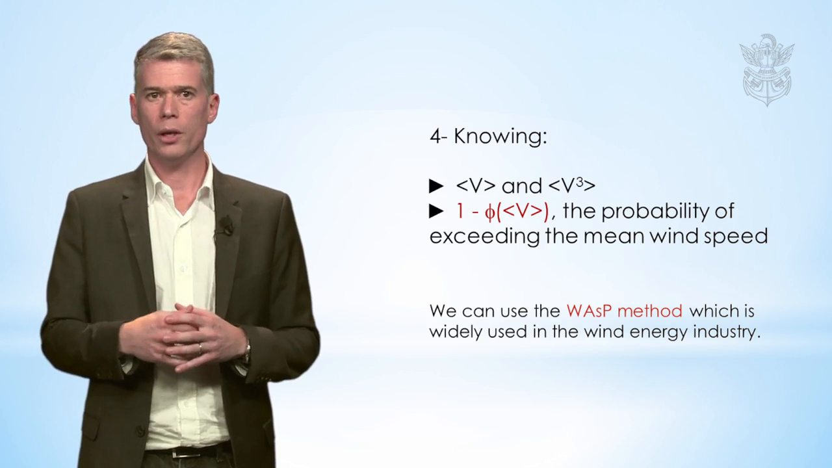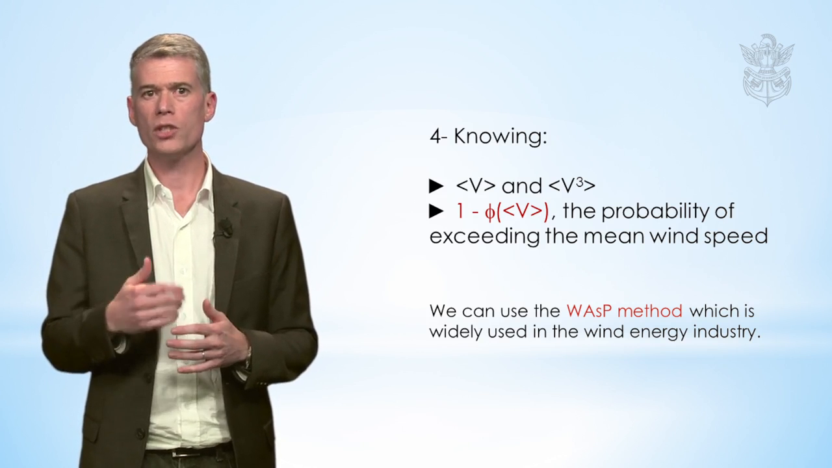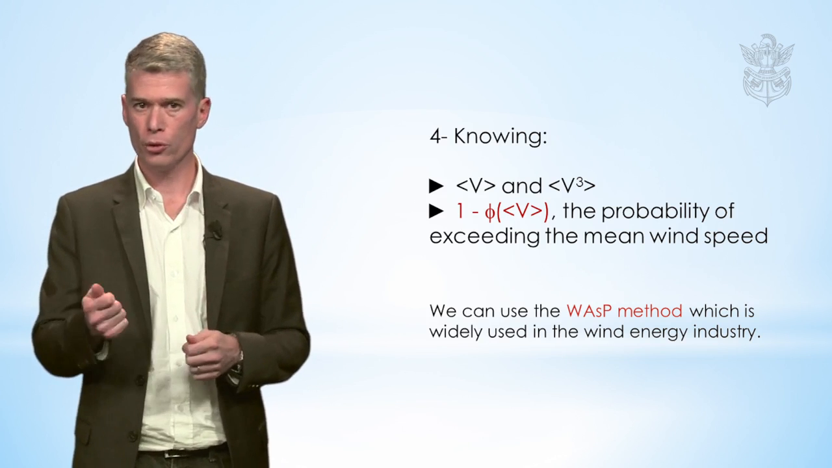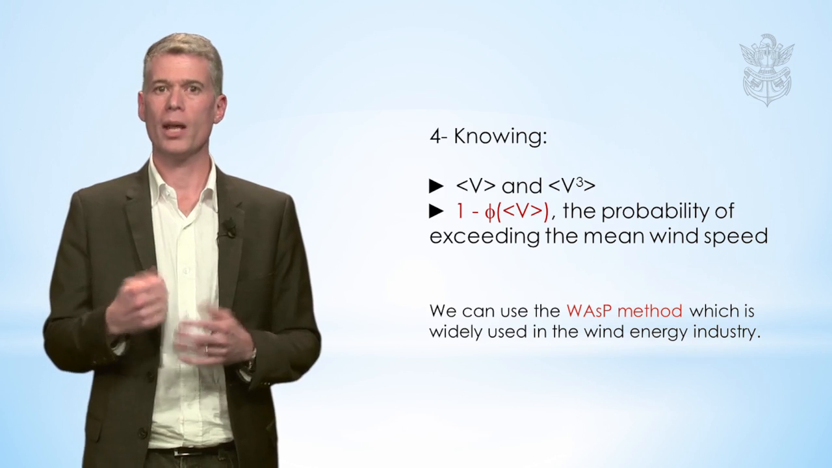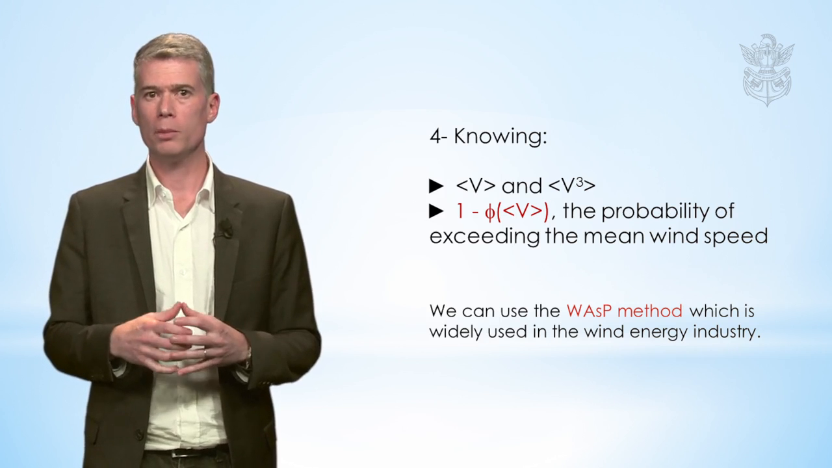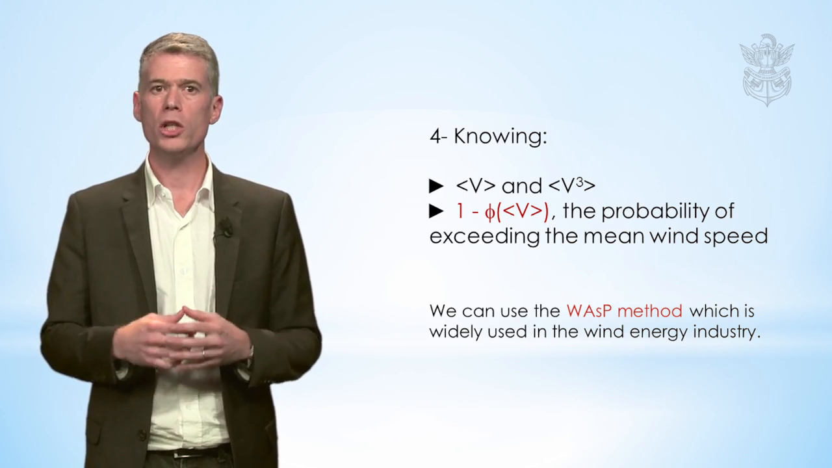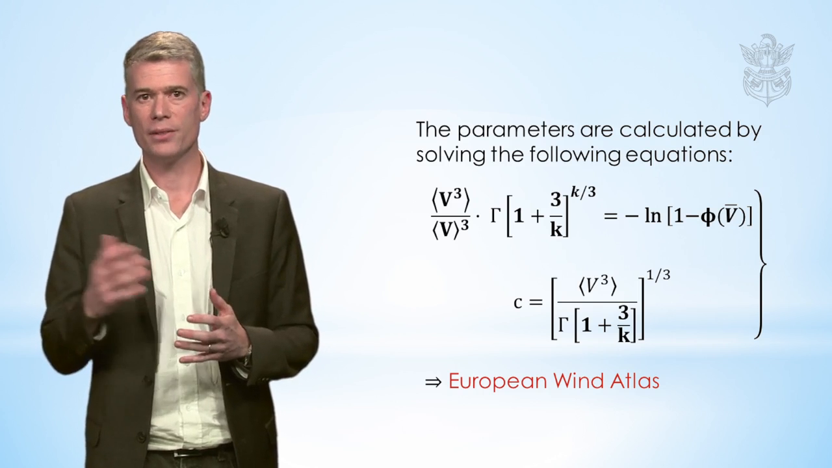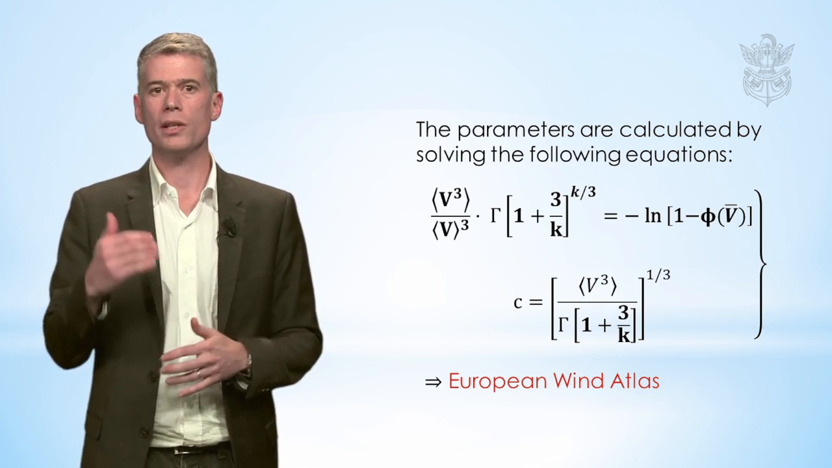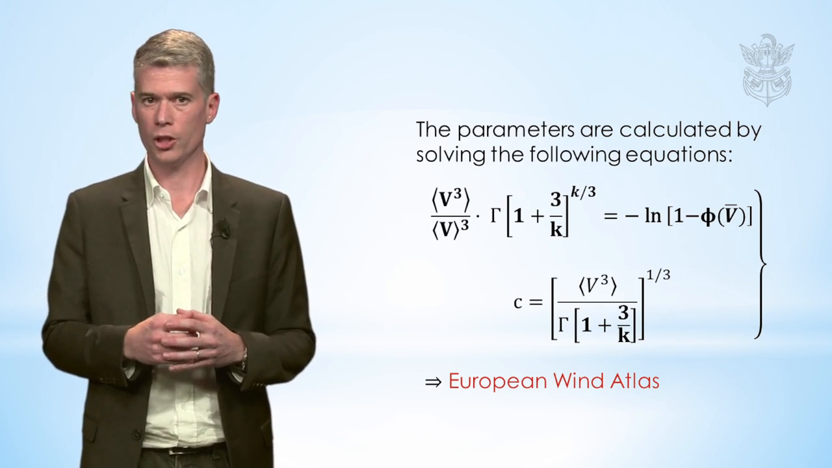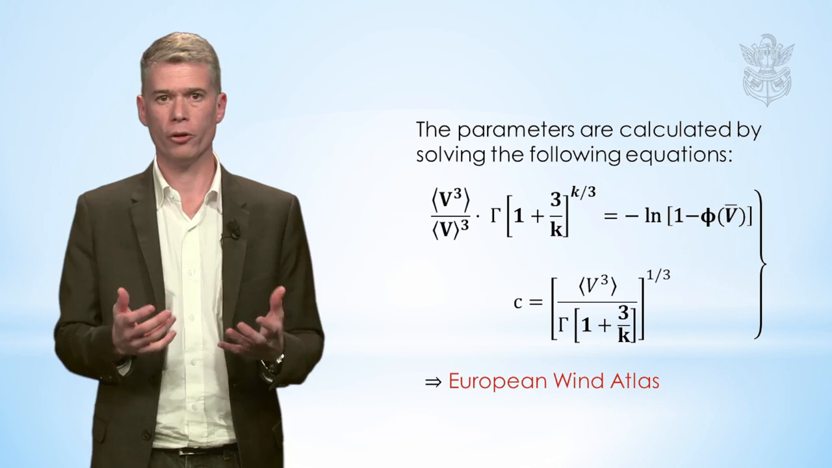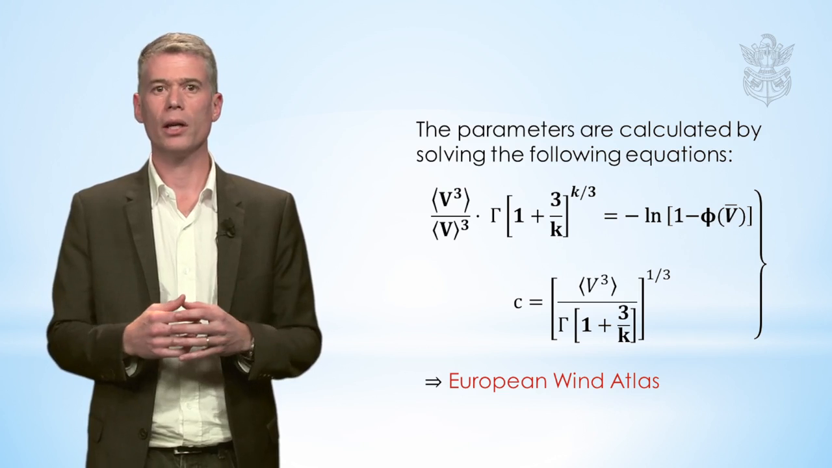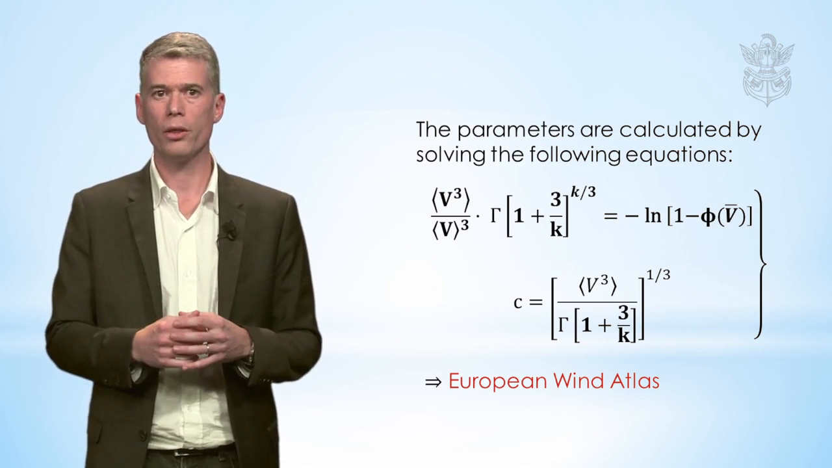We finally include the analysis of the WASP fitting method, which is the most used in the industry. The WASP method computes these parameters from the first and third moments, as well as the probability of exceeding the mean wind speed, 1 minus phi of V, which must be estimated from the data. The method focuses on the right-hand tail of the Weibull distribution, which is an important part of the distribution in terms of energy. This is why the WASP method is preferred amongst the wind energy industry. In this method, k and c are calculated by solving these equations on the screen.